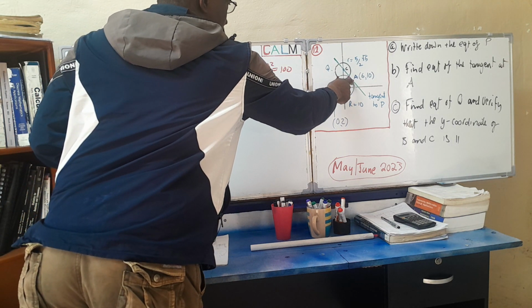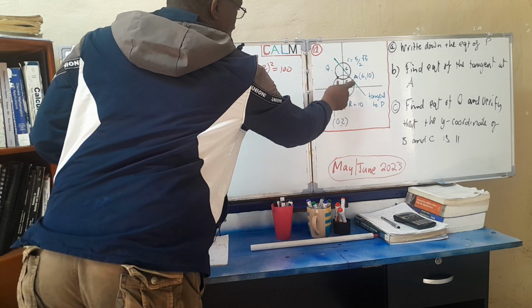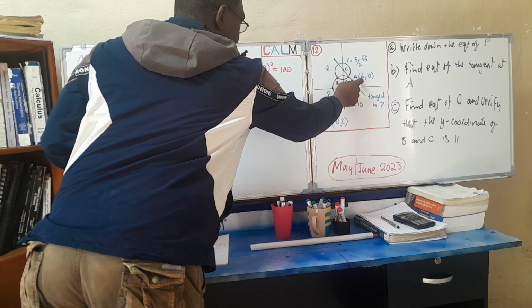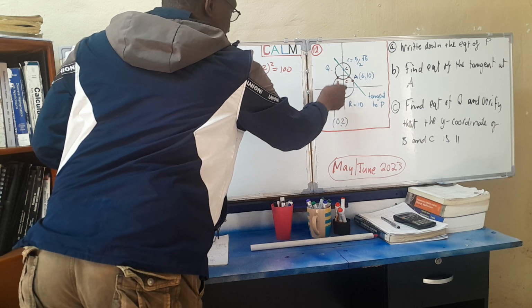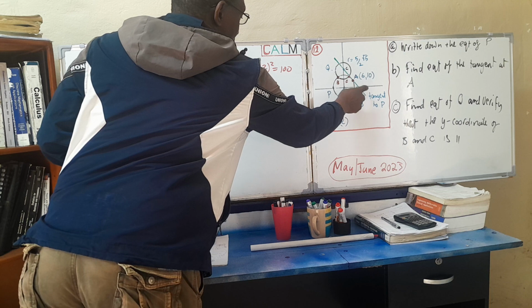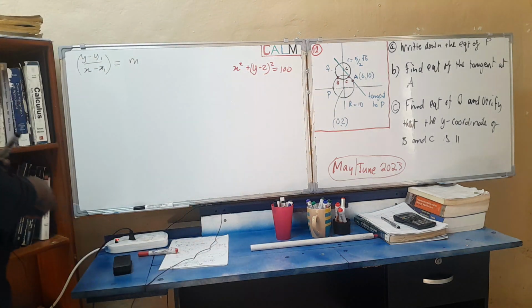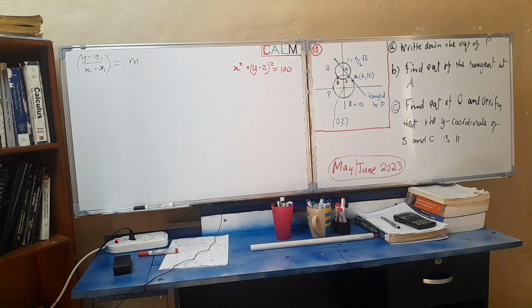The gradient of a curve at a given point, either here or there or there, whatever, is equal to the gradient of the tangent at that point. So in this particular case, the gradient of this circle at point A is also equal to the gradient of the tangent at point A. Let's use approach number 1 using calculus.